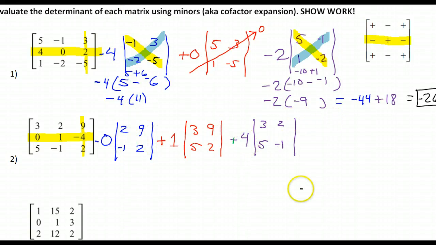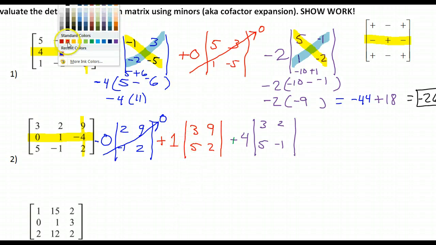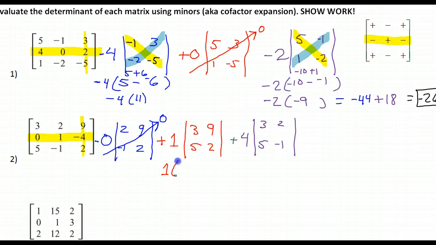So now it's time to simplify all this stuff. I like that first one with the 0, that's why I picked it. 0 times anything is 0, so I can forget about that term. So that leaves me with this one. So this is going to be 1 times something. Remember, it's down diagonal minus up diagonal, so that is 6 minus 45. And then I've got plus 4 times down diagonal minus up diagonal. So that's -3 minus 10.